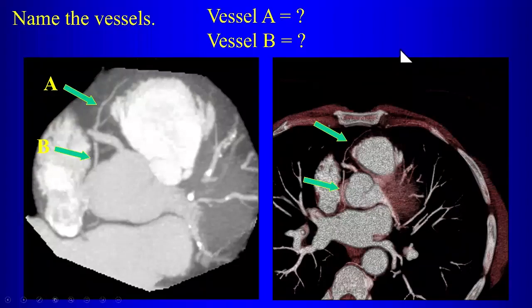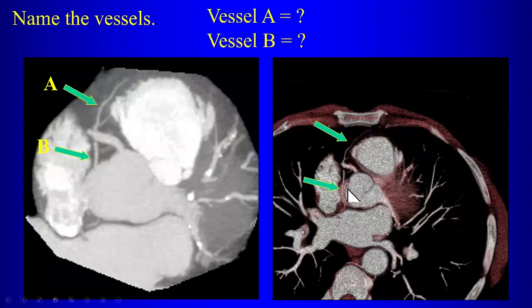All right, so let's start with this case. So over here, what vessel is this? Yeah, so that's the right coronary artery. Now I have vessels labeled A and B. So what is vessel A? What is vessel B? A is the conus branch. So that goes anteriorly towards the outflow tract of the right ventricle.